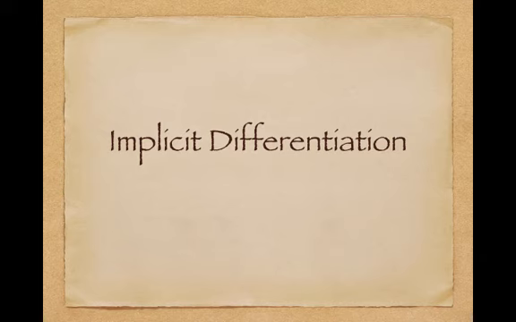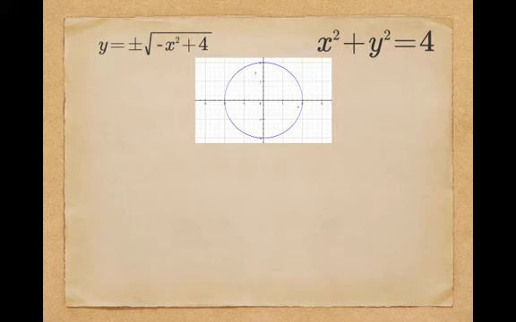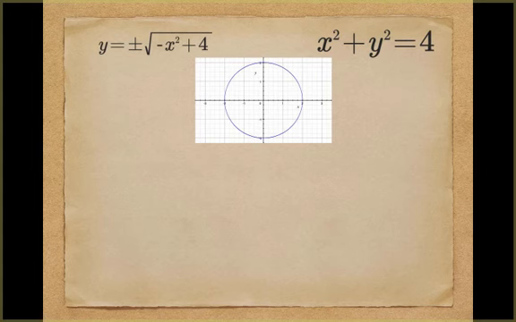Lesson 3.7, Implicit Differentiation. Now we have two problems here, and they are actually the same equation for this circle that you see on our graph. And we're going to show how it's much easier, instead of solving for y, to use implicit differentiation to differentiate this equation, x squared plus y squared equals 4.